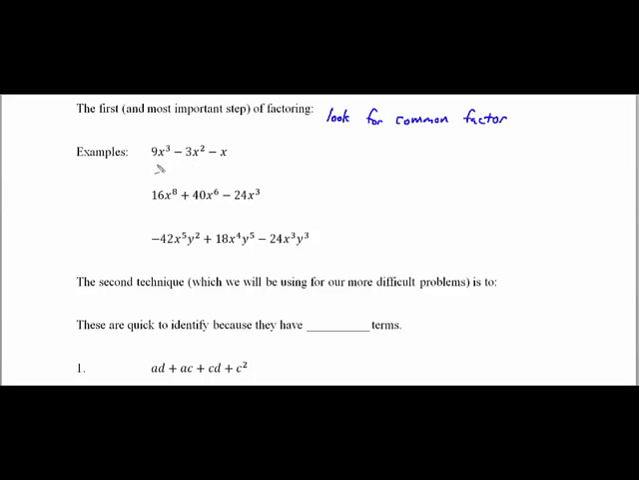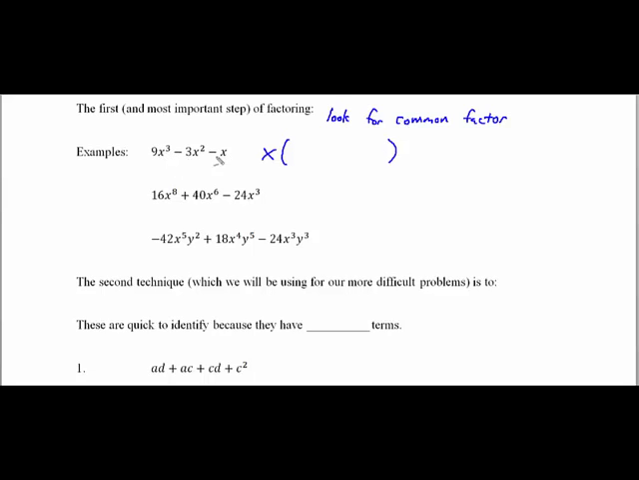So for this first example here of 9x cubed minus 3x squared minus x, the common factor that's the easiest to see is that all of these share an x term, or x to the first power. I can factor that out by bringing that out to the front of our new trinomial. What this means is that I can reduce each of these by a power of x, or divide each of these terms by x.